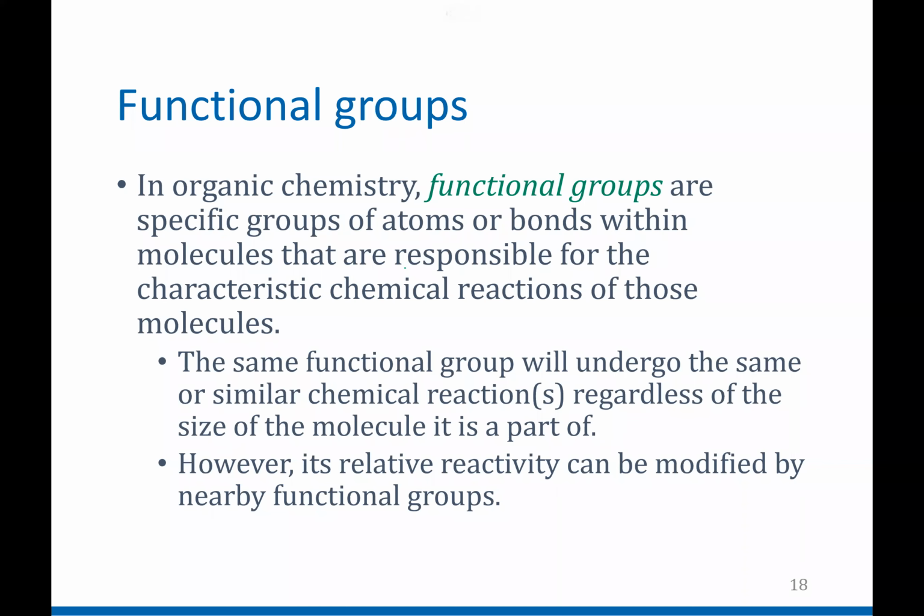So the reason that functional groups are so important, and let me change my color here. I think I'm going to go back to red.